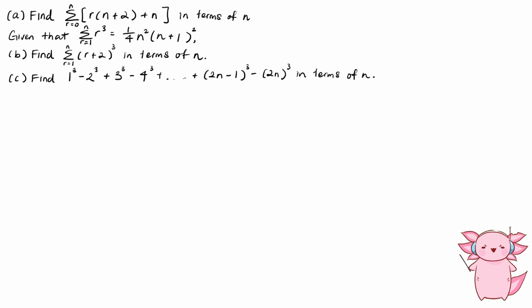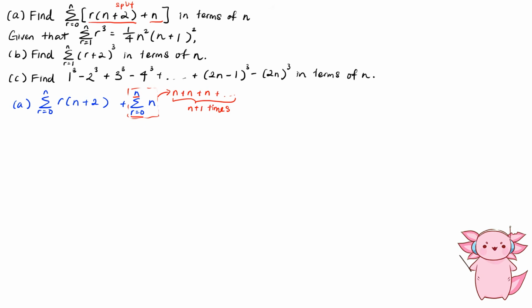Are you ready for the ultimate sigma question? The first step for part A is to split up the series, and looking at this part, since r starts from 0 up to n, it's basically n plus itself, n plus 1 times.